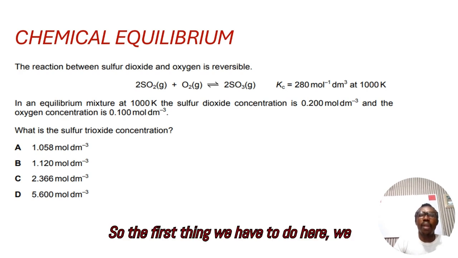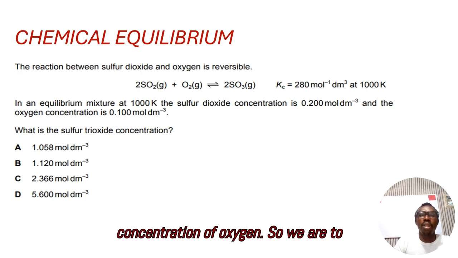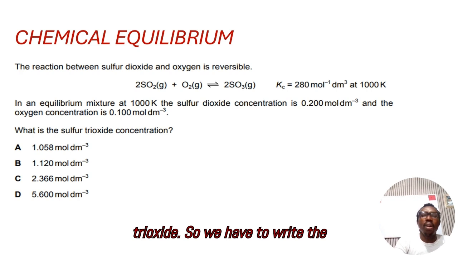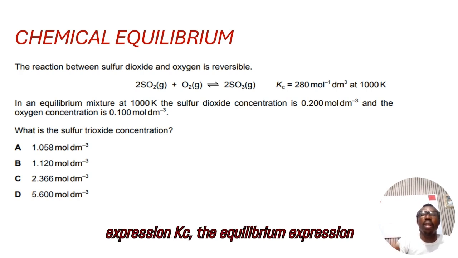So the first thing we have to do is look at the values we are given. We are given the equilibrium concentrations: the concentration of sulfur dioxide and the concentration of oxygen. So we have to calculate the concentration of sulfur trioxide. So we have to write the equilibrium expression Kc.